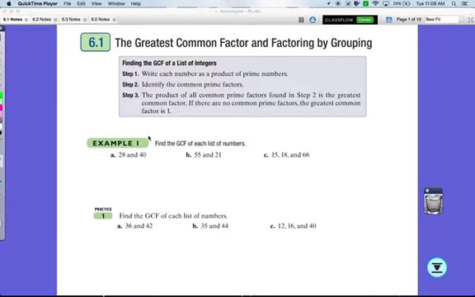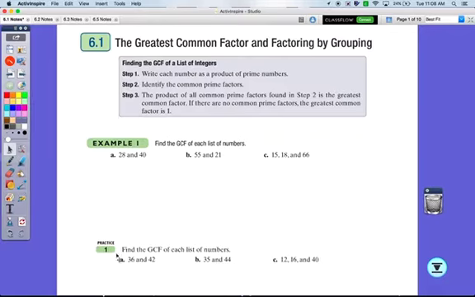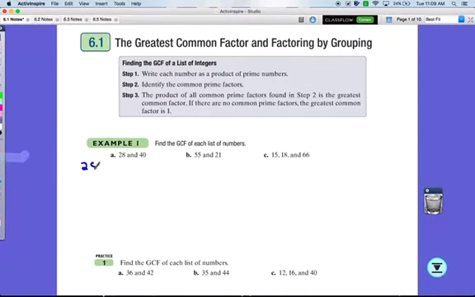There's multiple ways to do this. The way they tell us to do it in the book here is to go ahead and write out each number as a product of its prime numbers. Which means I want to take each number and say, can I break it down into numbers that will not break down any further? Remember, a prime number is a number where the only way to multiply to get it is by multiplying 1 and itself.